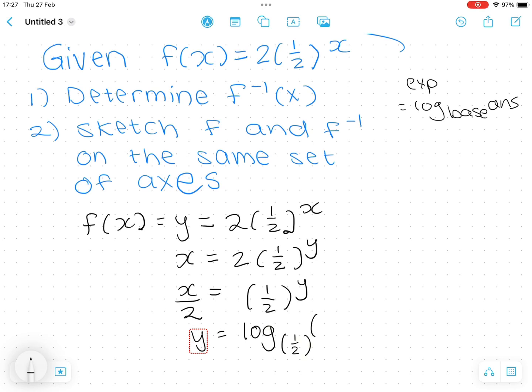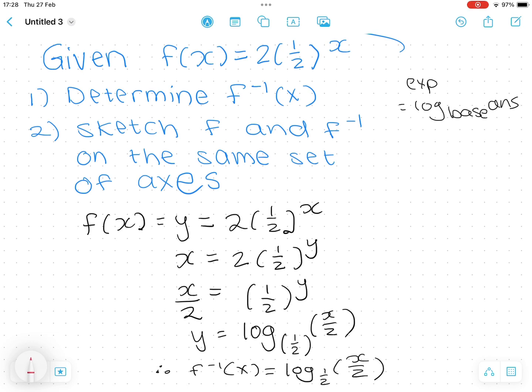Let us rewrite that equation in the correct structure. Exponent value y, log base is half, and then the other number is x over 2. So that is the inverse function. So we're going to write this in f to the negative 1 of x is equal to, and then you proceed to write the equation.